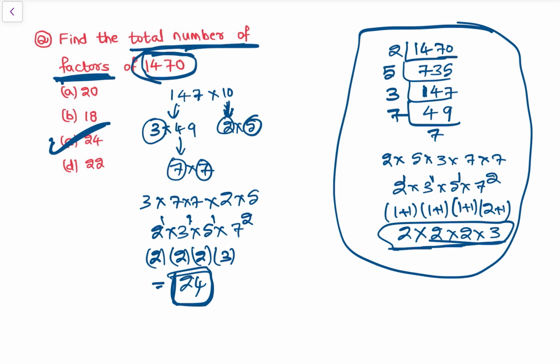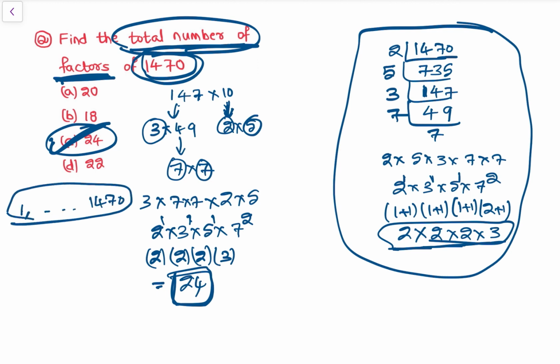Agar bada number bhi diya, so ab total number of factors ka matlab 24, so there are from 1 to 1470, theek hai, inn sab ko mila ke there are 24 numbers jinko divide karenge, 1470 ko divide karenge, we will get remainder 0. That is the concept of number of factors, theek hai. So ye ho gaya.